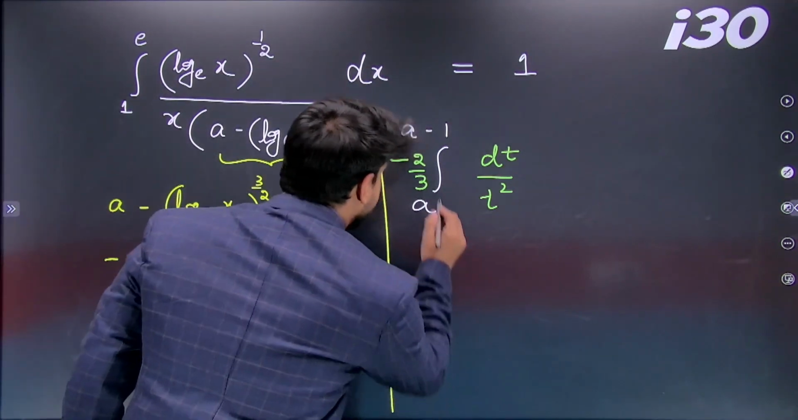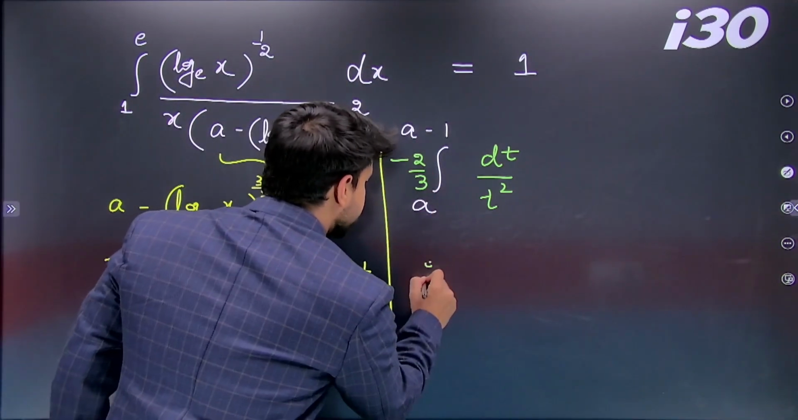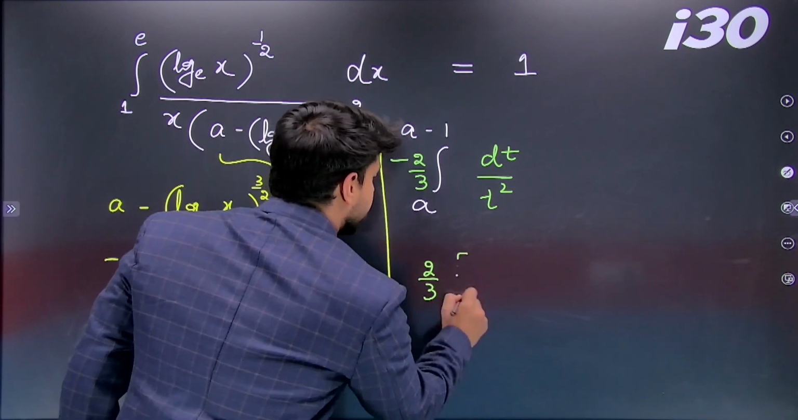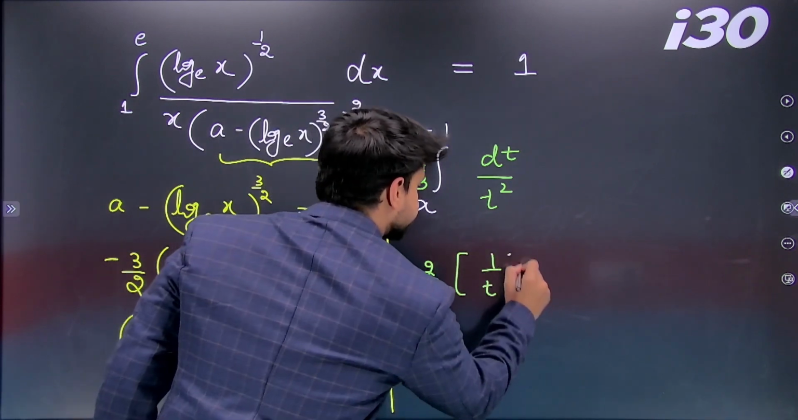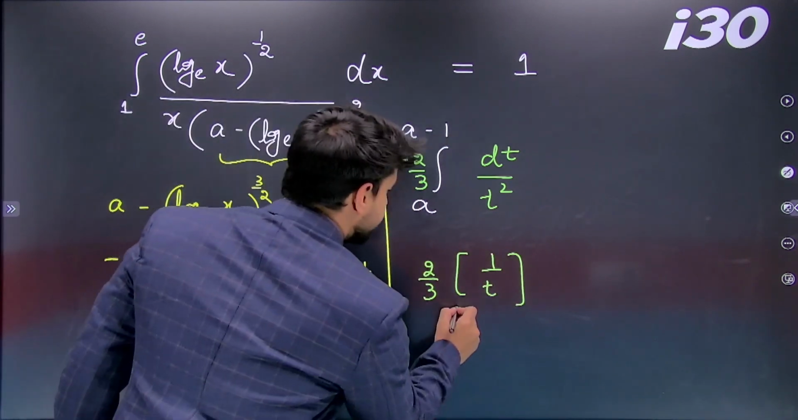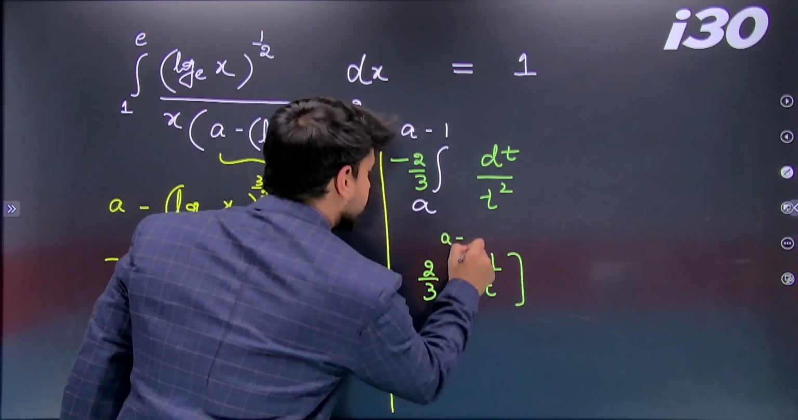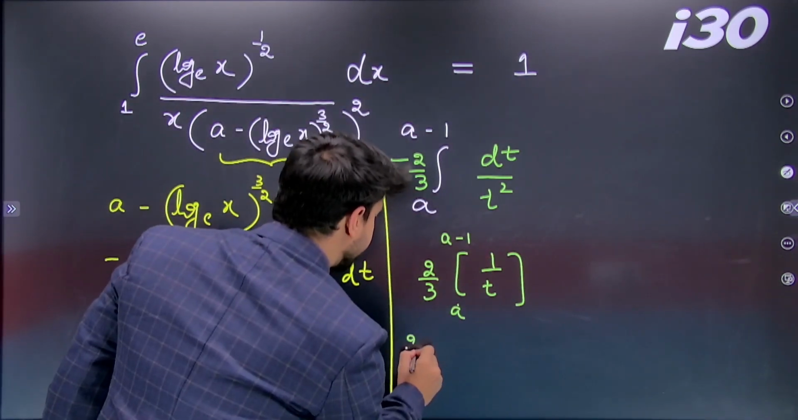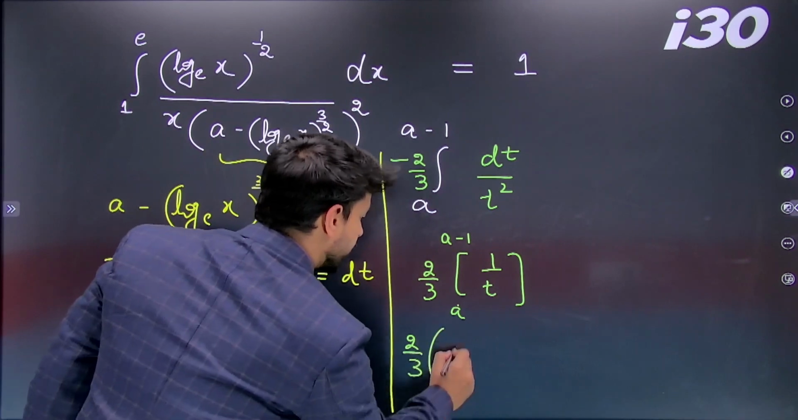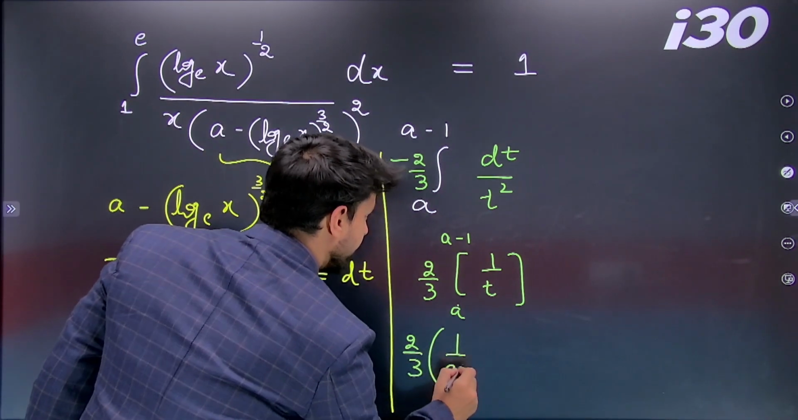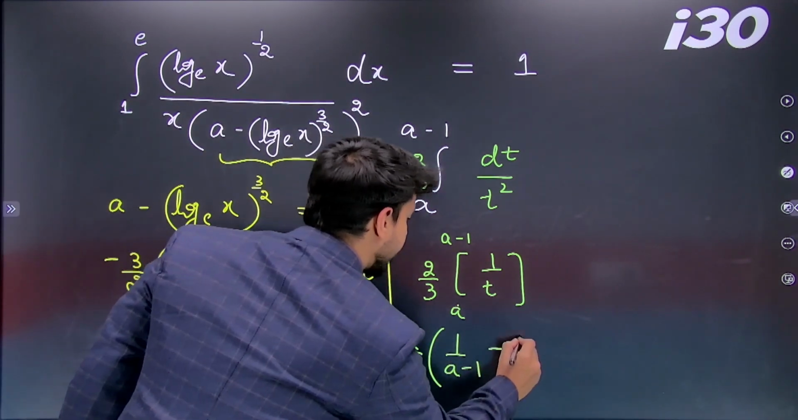Fantastic. So what is the integration of 1 by t square? That is minus 1 by t. So minus minus will become plus, so it will become 2 by 3 of 1 by t. Now my dear students, the limits will be a to a minus 1. So finally I'll be arriving at 2 by 3 times (1 upon a minus 1 minus 1 upon a).